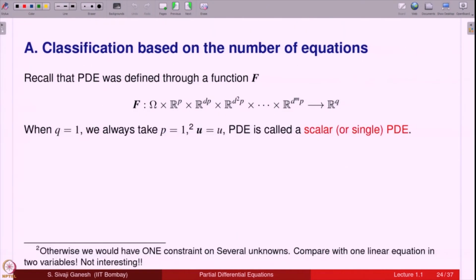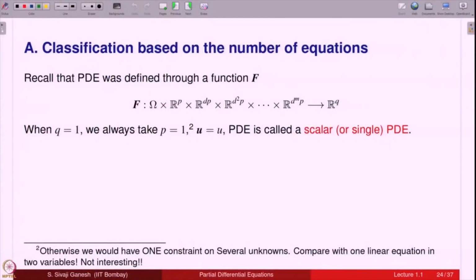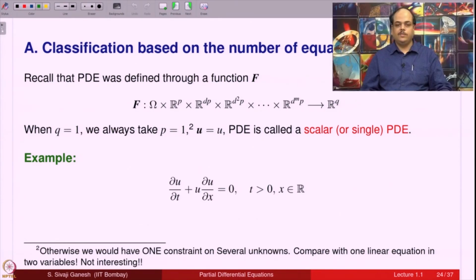As I told you, when q equal to 1, that is called a scalar PDE, but when q equal to 1, we also take p equal to 1. That means the unknown function also is a single unknown function. Otherwise what happens is that you have one equation, because you said q equal to 1. If you have more than one unknown, it means the conditions are very few. For example, just recall what happens with one linear equation in 2 variables, not so interesting, right? x minus y equal to 1, infinitely many solutions, that is one of the aspects. So, this is an example of a single equation, it is a very important example, we will be studying it in depth later on.